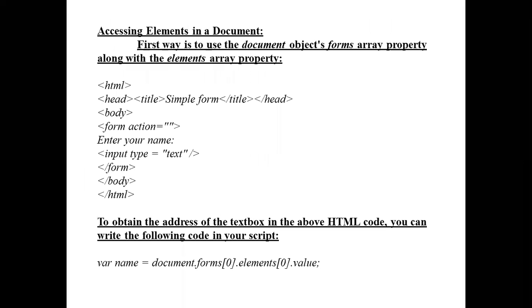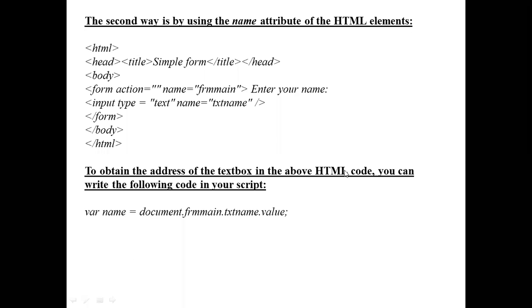Okay, so first is the property, that is document.forms[0].elements[0].value. Okay, the second one is the address of the text box. The second way uses the name attribute.